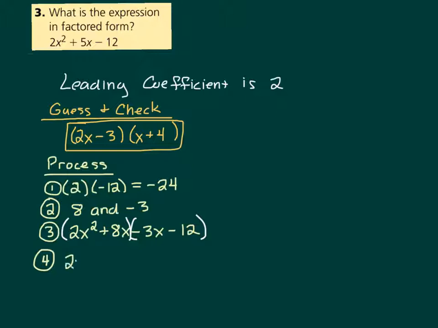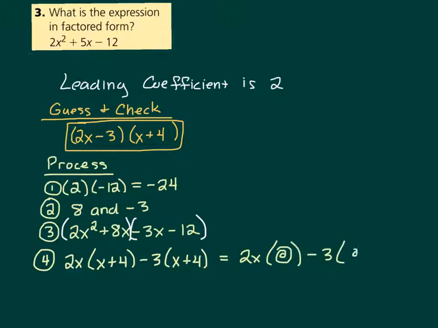So in the first group, we have 2x times x plus 4. In the second group, the GCF is a minus 3, which leaves us with an x plus 4. What we have there is the same thing as 2x times some variable I will call spiral, minus 3 times spiral.